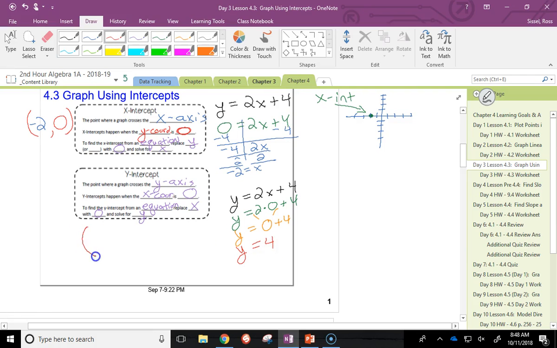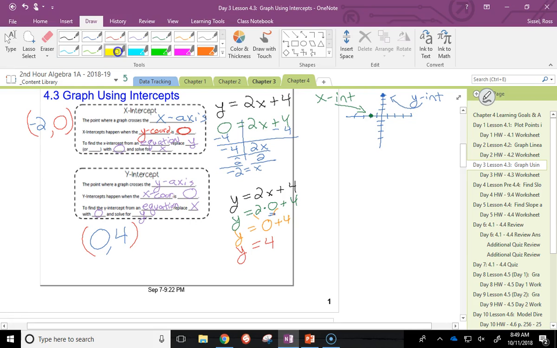So our coordinate for our y-intercept, we knew that the x was 0 because that's what we set it to. And then when we solved the equation, we found that y equaled 4. I'm going to go to my graph, and I'm going to go 0, and then 1, 2, 3, 4, right there. This was my y-intercept.